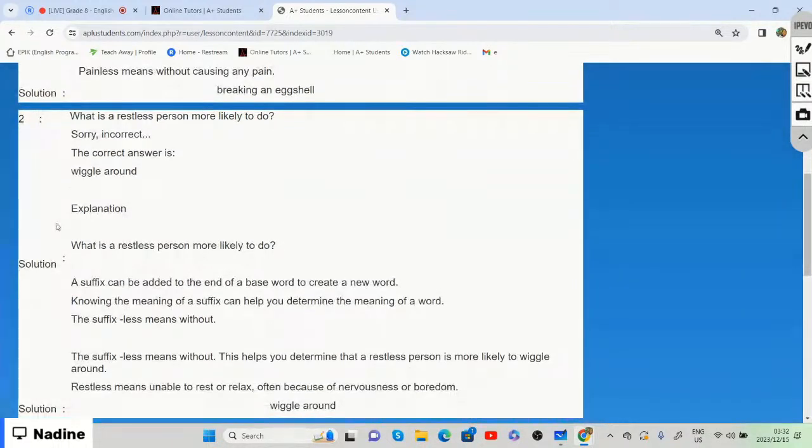And what is a restless person more likely to do? A restless person. So, what is a restless person more likely to do? Is it to wiggle around or to rest? And a restless person is more likely to wiggle around.